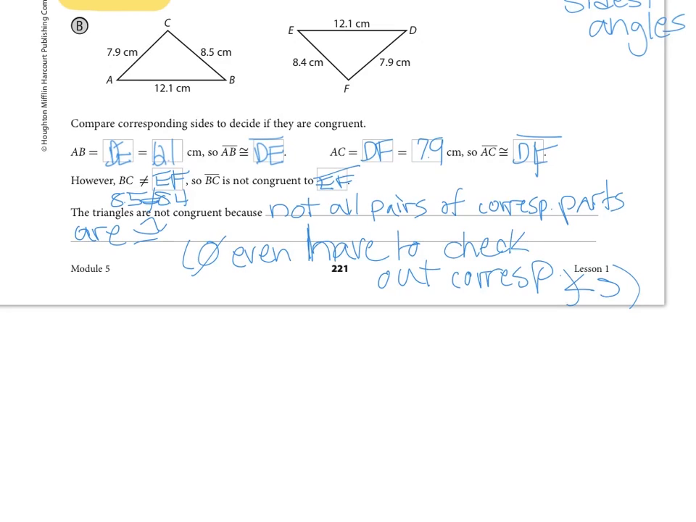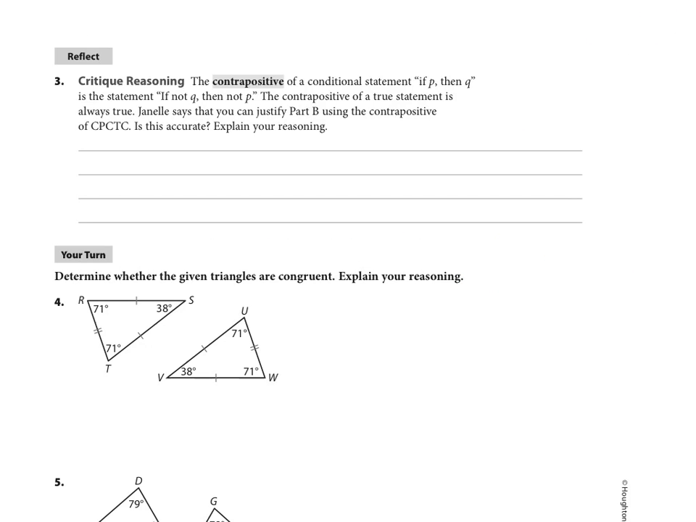Pretty straightforward. Go to the next page, please. And we're going to be working on doing your turns. I need you to do your turn 4 and your turn 5 here. Again, just giving you 2 triangles and going through to see whether they have corresponding sides that match up or not. So take a look at that your turn before we go on to explain 2.